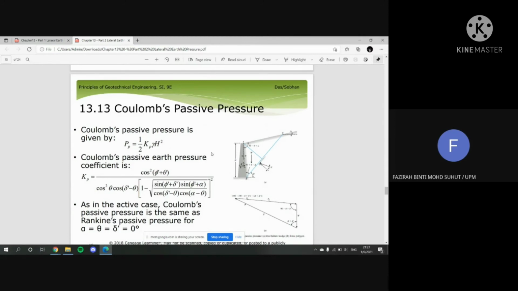Okay, the second one is Coulomb passive pressure. It is the same equation: half times Kp times gamma times H to the power of 2. The difference is in the coefficient. For passive, the coefficient Kp has a 1 minus, while for active it is 1 plus. If you do not believe it, you can scroll back up. So that is how we calculate the force. Okay, next.